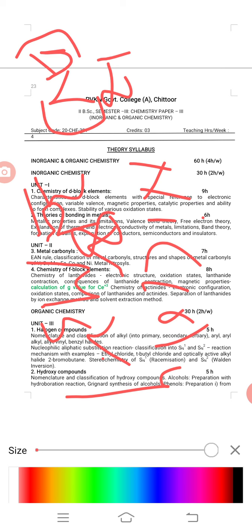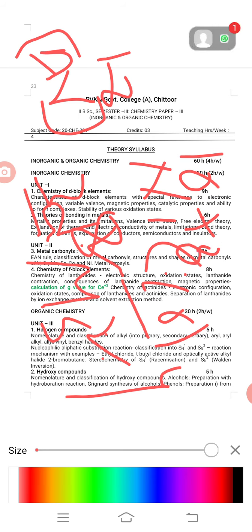Here the valence electrons are 8 plus 2, which is 10. So nickel has 10 valence electrons. One carbonyl donates 2 electrons. Overall 4 carbonyls, 4 into 2 is 8. 10 plus 8 is 18. According to the effective atomic number rule, any metal carbonyl having 18 electrons obeys the 18 electron rule, and that complex is very highly stable.